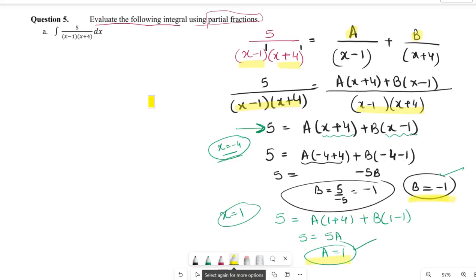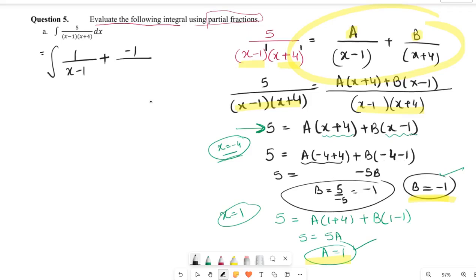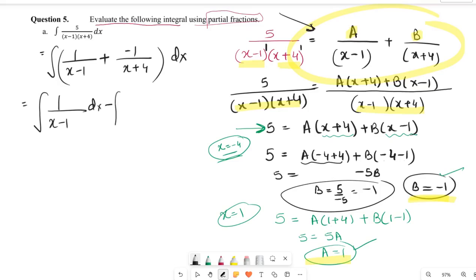Using the A value, B value, and the partial fraction split, I can write my integral as A by x minus 1, and A is 1, so 1 by x minus 1, plus B is negative 1 by x plus 4. So this is my partial decomposition using the A and B values. I can separate it out: the integral of 1 by x minus 1 dx minus, because there is a negative sign here, the integral of 1 by x plus 4 dx. So this converts into two simpler integrals.